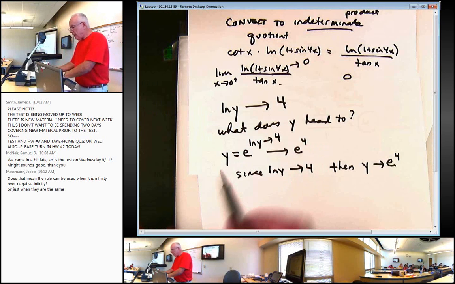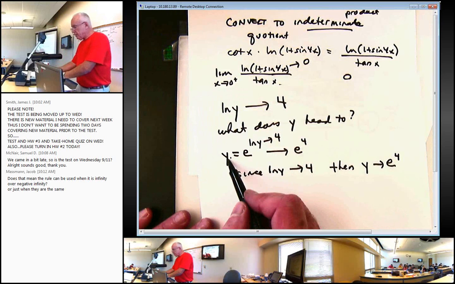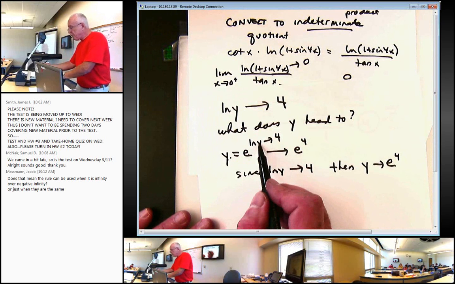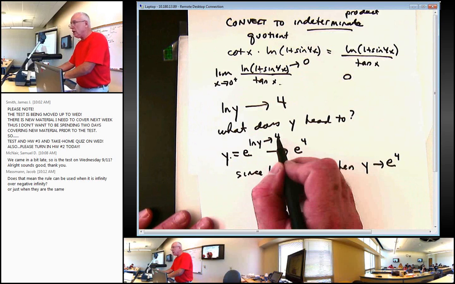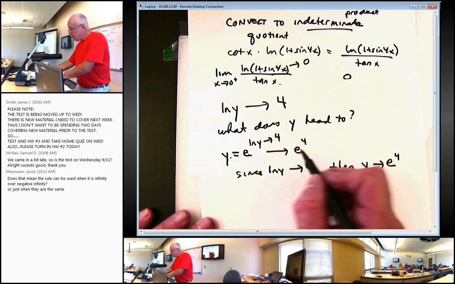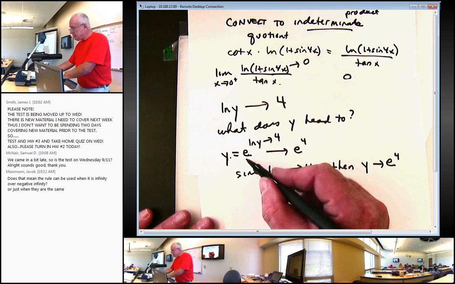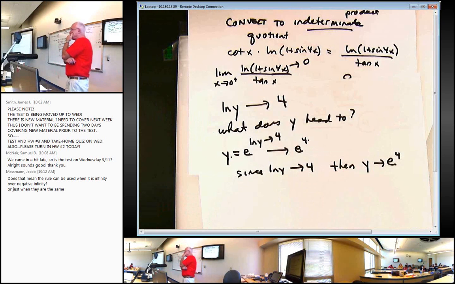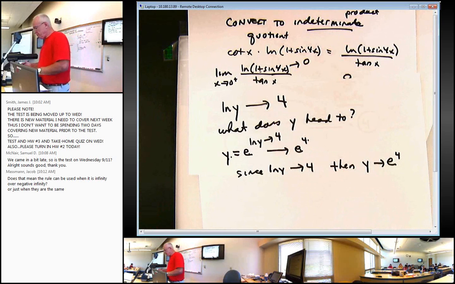Since y, our expression that we're looking for, the limit, can be written as e to the natural log. We have found that our natural log heads to 4. Therefore, our y heads to e to the 4th power. Does that make sense? You just use the base e. It might help after we do another example with this.